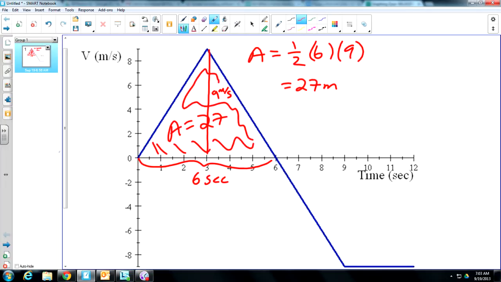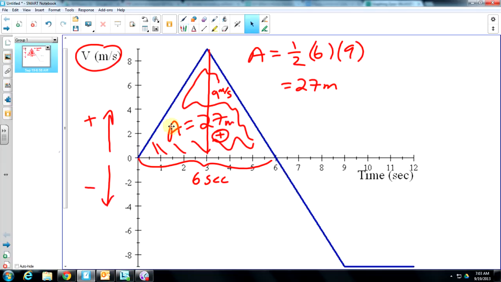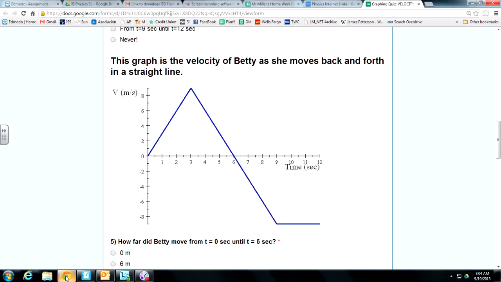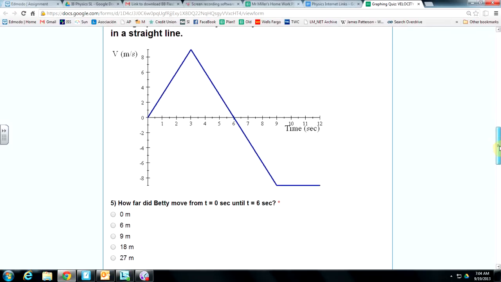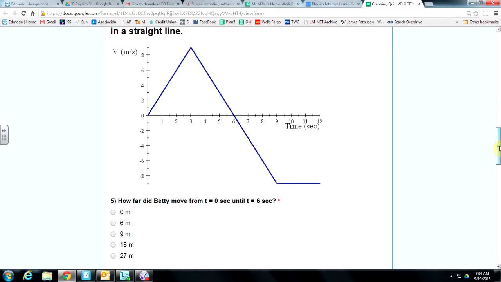And it's in a positive direction because all of these are positive values here, since our velocity is positive from the origin going this way, and our velocity is negative if we're going down this direction. So she moves a positive 27 meters here. So let's go back to the quiz here and take a look at what that answer is going to be then. So how far did Betty move from 0 to 6 seconds? So that's clearly the area under that first, this triangle here.